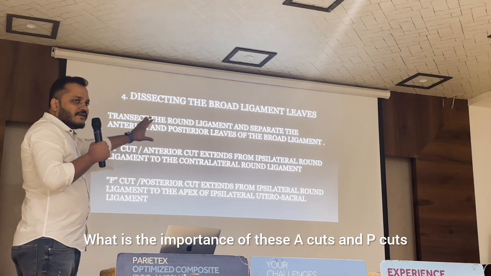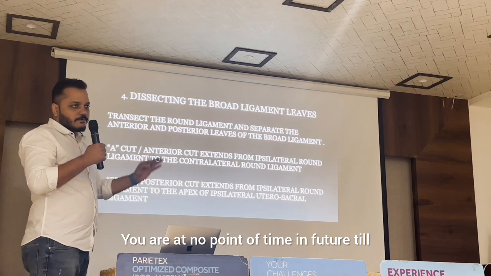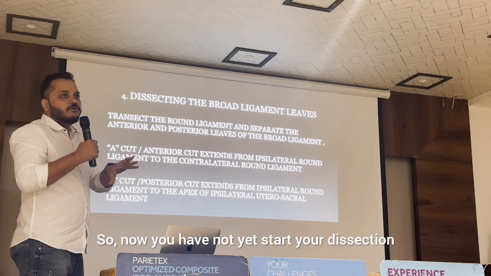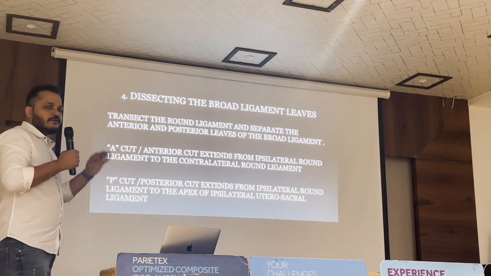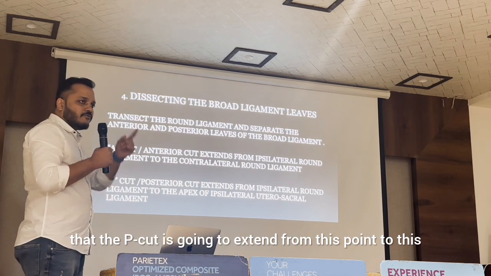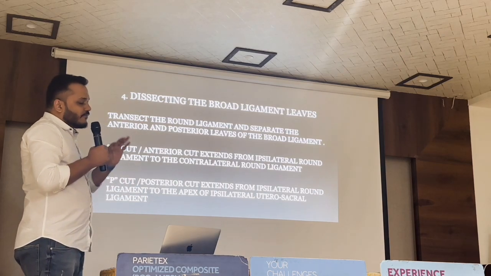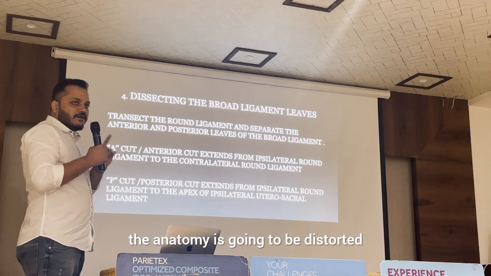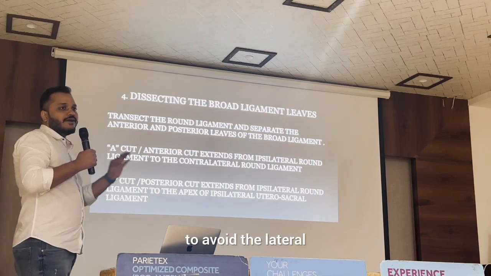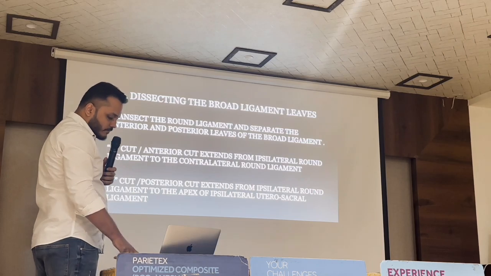What is the importance of these A cuts and P cuts? That you are marking your territory. At no point in future, till you finish your hysterectomy, are you supposed to go beyond these markings, right? You have not yet started your dissection. The uterine anatomy is intact. You have marked that the P cut is going to extend from this point to this, and the anterior cut from this point to this. After you start dissecting the uterus, the anatomy is going to be distorted, but these markings will guide you to avoid lateral dissection or injury to the ureter or other visceral organs.